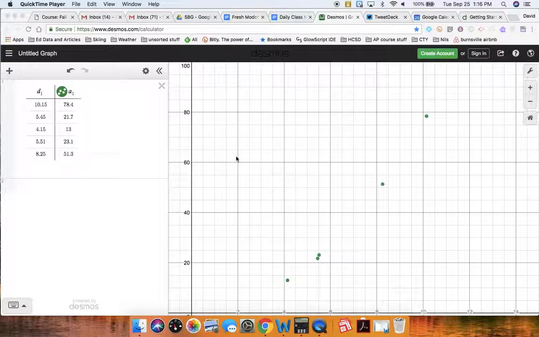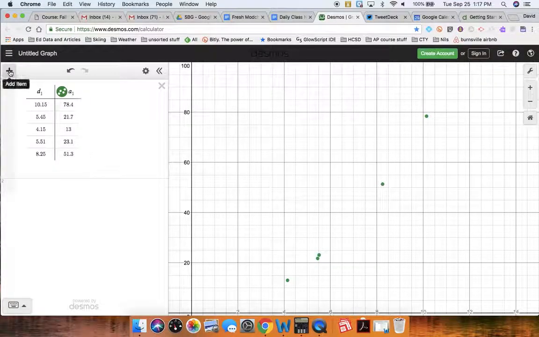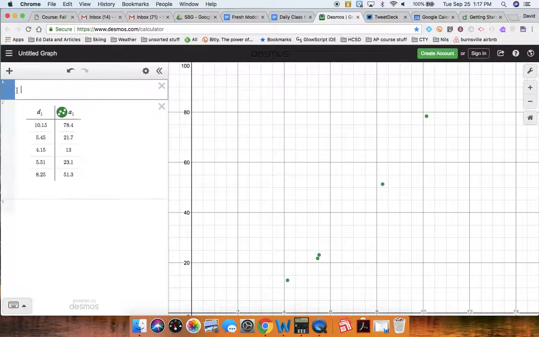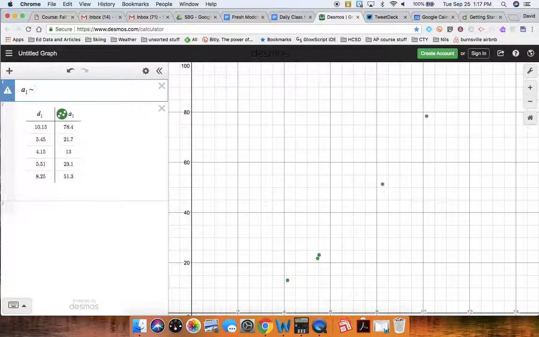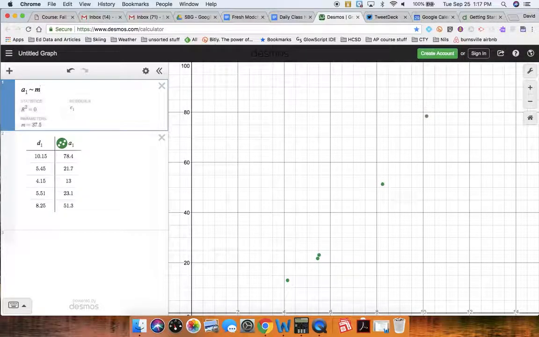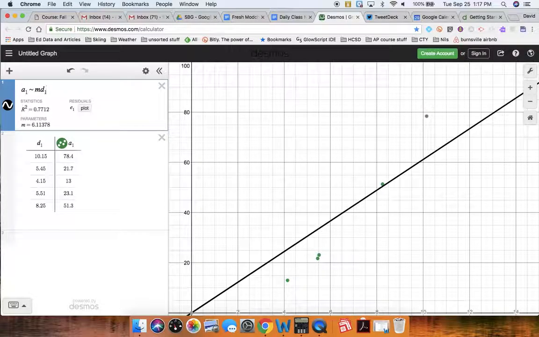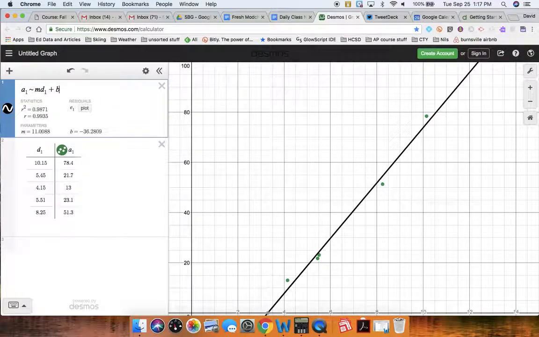This looks a little bit linear, but not completely, and we can test that like we always do by just doing regression. So we'll add an expression, and that expression will have the vertical axis, which is A1, and then a tilde to prompt regression, and then M for slope, and then D1 is the horizontal axis, that's the diameters, plus B.